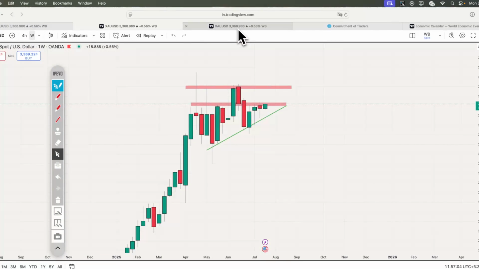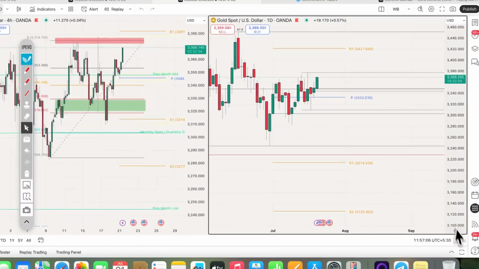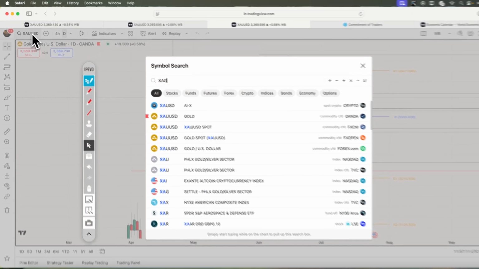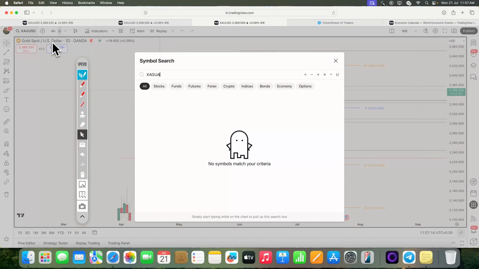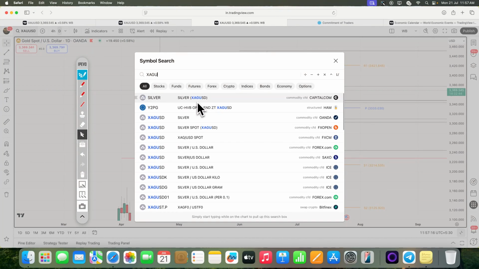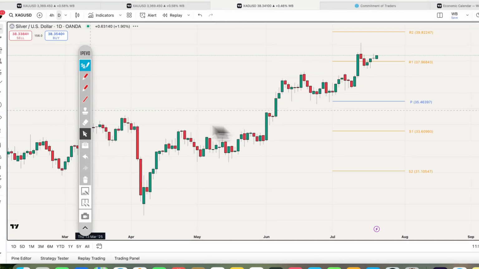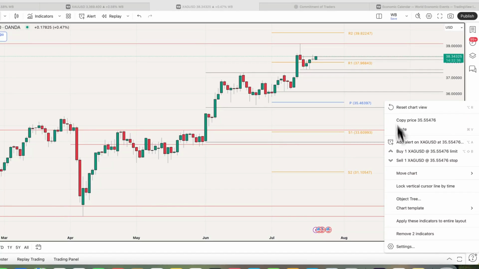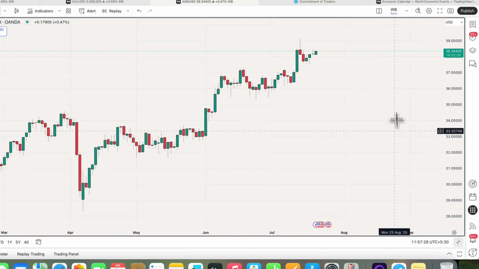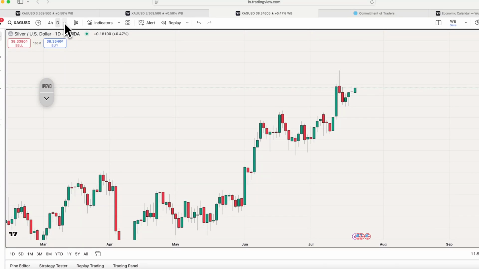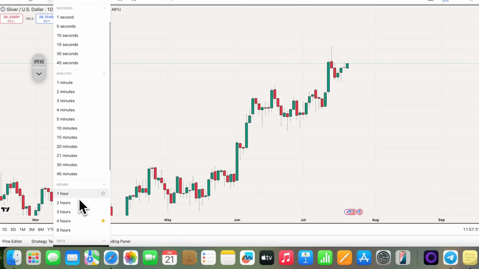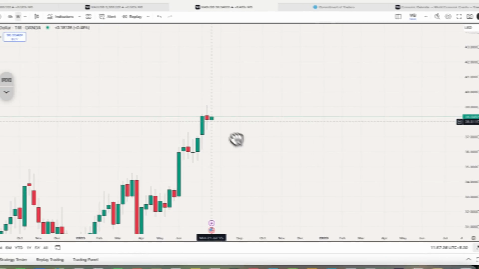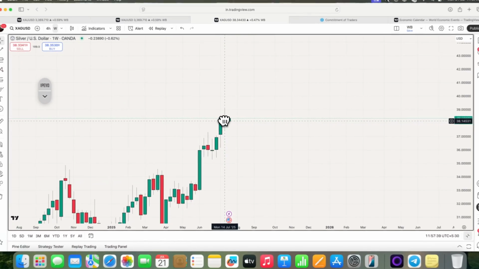Also, let's discuss the silver chart on the weekly time frame. So as you can see, silver currently, I'm going to switch it to weekly for more clarity. On the weekly time frame, you can see the previous week's closing is a doji, or you can say a spinning top type of candlestick pattern.